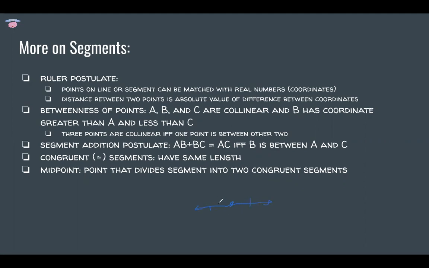Notice that a line can never have a midpoint, so this is not a midpoint, because this can just continue a bit more, but this doesn't. So this is not a midpoint. Instead, this is a midpoint. This has a finite ending, and these are congruent segments.